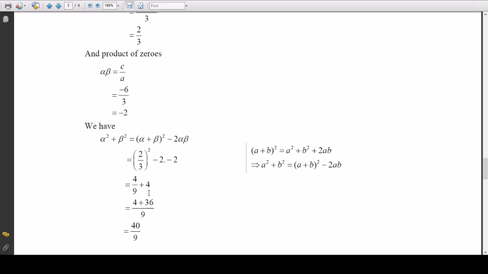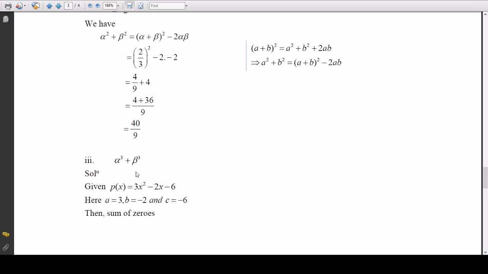Plus, now this LCM divided by the denominator, which is 1. 9 divided by 1, you will get how much? 9. Then that 9 multiplied by the numerator, which is 4. 9 multiplied by 4 is 36. Now 4 plus 36 will get how much? 40 by 9, isn't it? Therefore the value of alpha square plus beta square is 40 by 9. Clear?